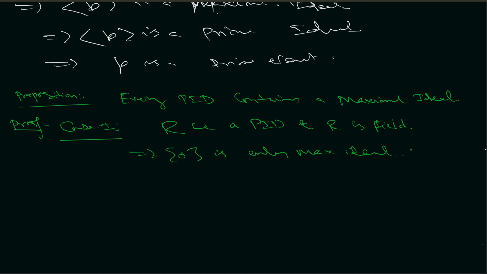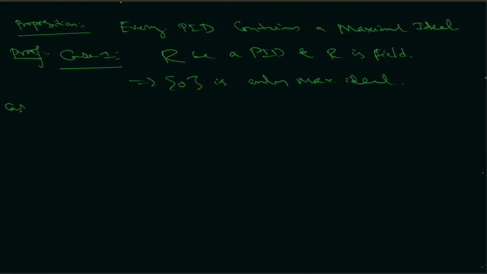Suppose case 2: R is a PID but not a field. How can we deal with that? So I will use something called Zorn's lemma. Before that, I will define the partial order over that. So what is Zorn's lemma? You know what Zorn's lemma says?